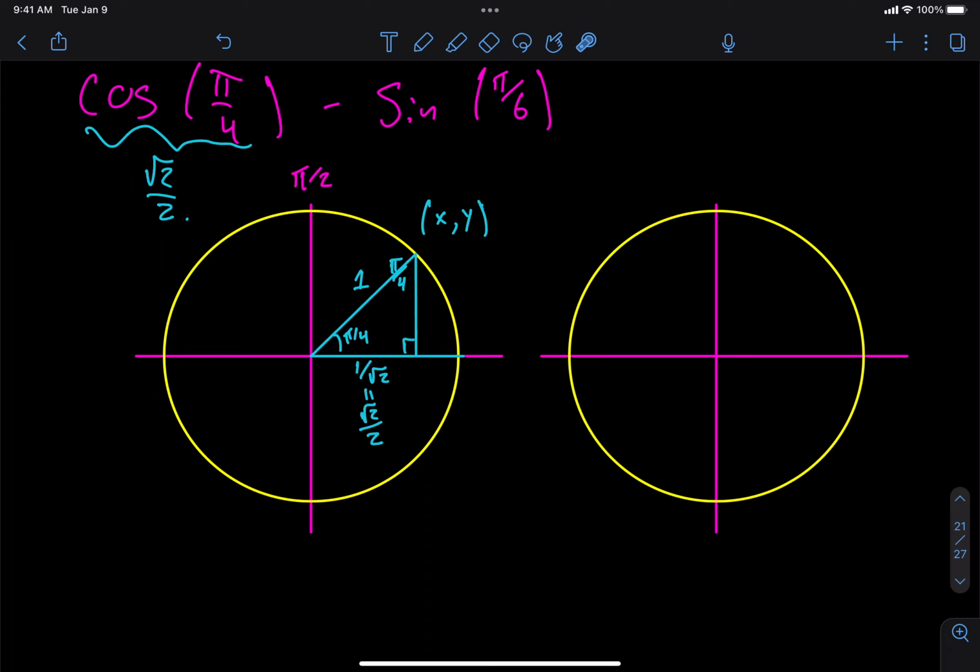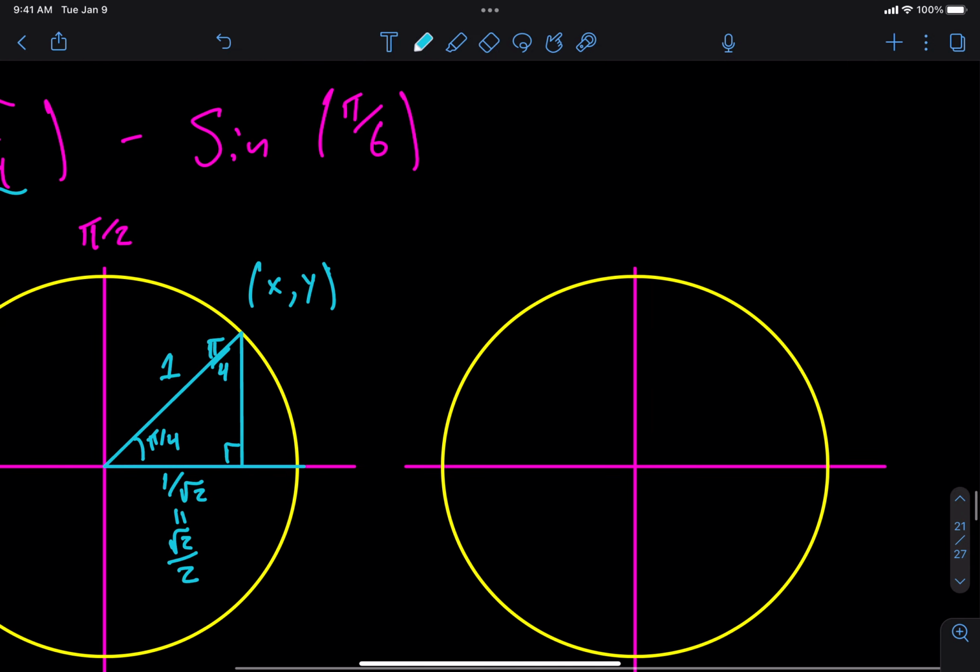So now let's do the second part. We're supposed to take this number, which is square root 2 over 2, and subtract another number, which is going to be the output of the sine function. Now, what is the sine function's job? It gives you the y value of the point, which is pointed at by the angle, which is the input, which is pi over 6.